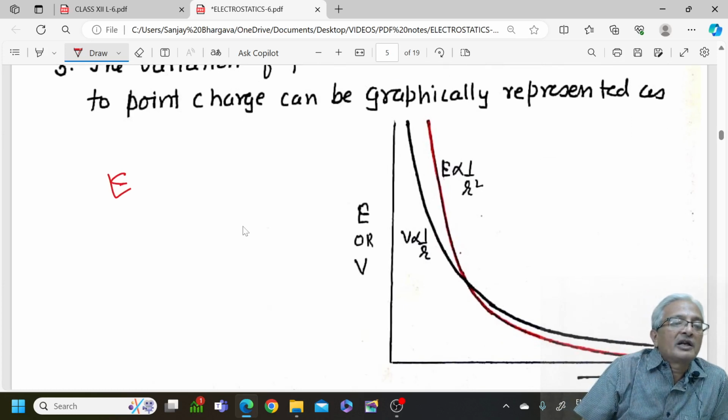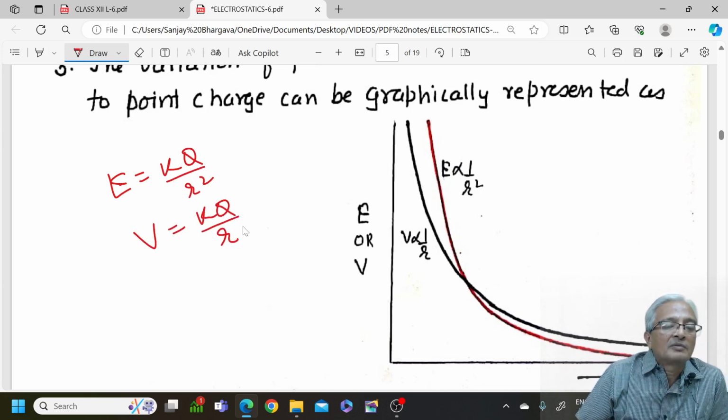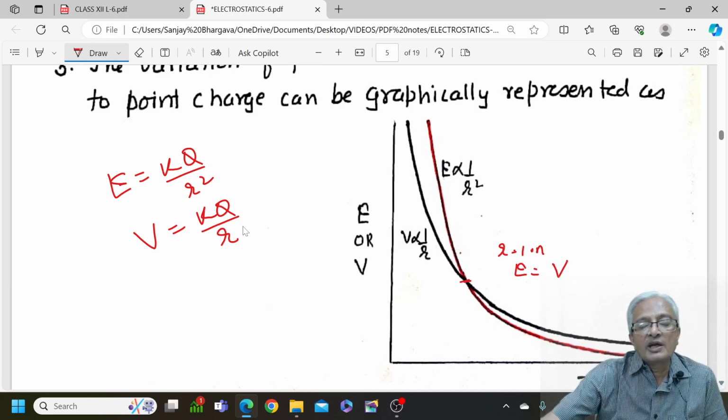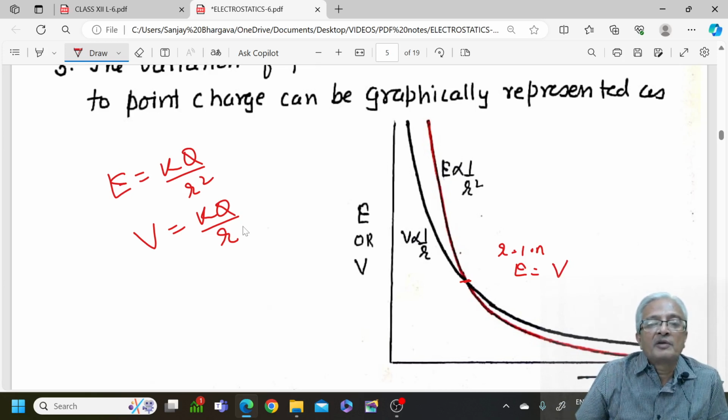The variation of potential and electric field due to a point charge can be graphically represented. For a point charge, the electric field is KQ upon R square and the potential is KQ upon R. The potential decreases at a lesser rate as compared to the electric field. At the point of intersection, that is R equal to 1 meter, E would be equal to V. That is why at this point we can say that electric field and potential are equal.